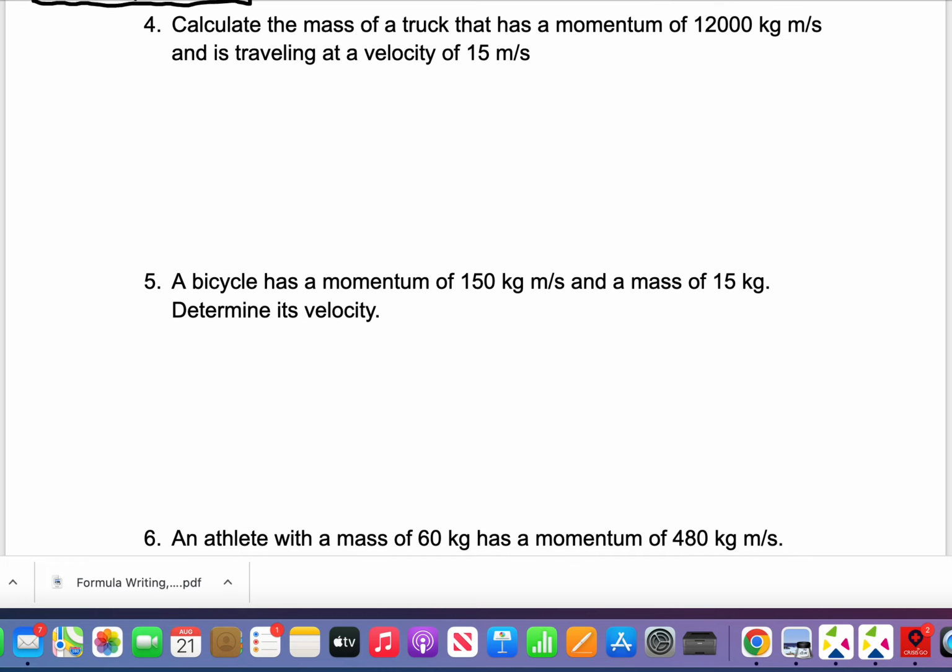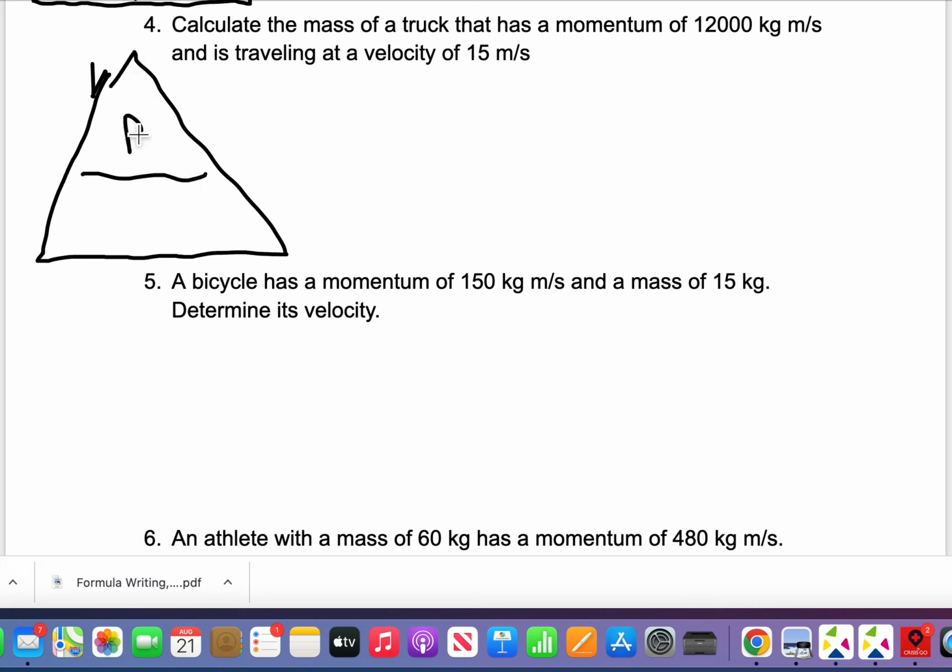Okay, we're back. Calculate the mass of a truck. So once again, you would have the momentum triangle, and the momentum triangle is P over M V like that. Basically what you would do is figure out which one we want. Well, we want mass, so we want to know what mass equals, so we cover it up. Mass equals P divided by V, so we write the formula. Second step, plug in the numbers.